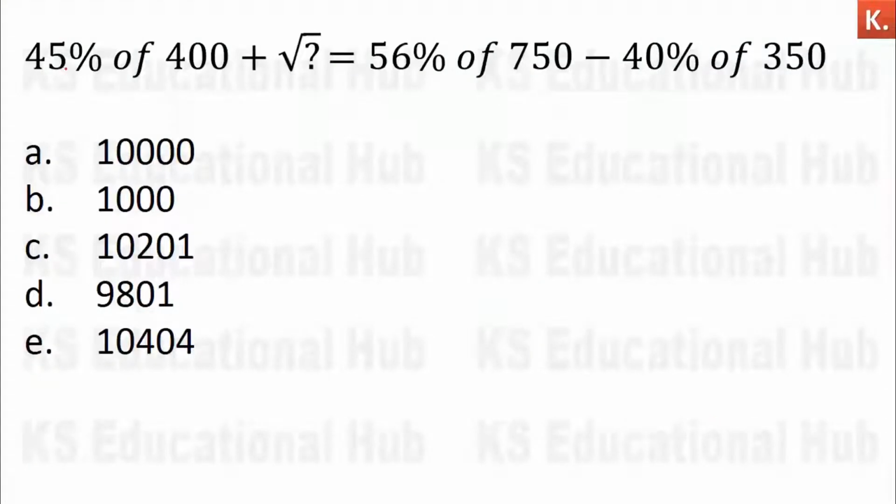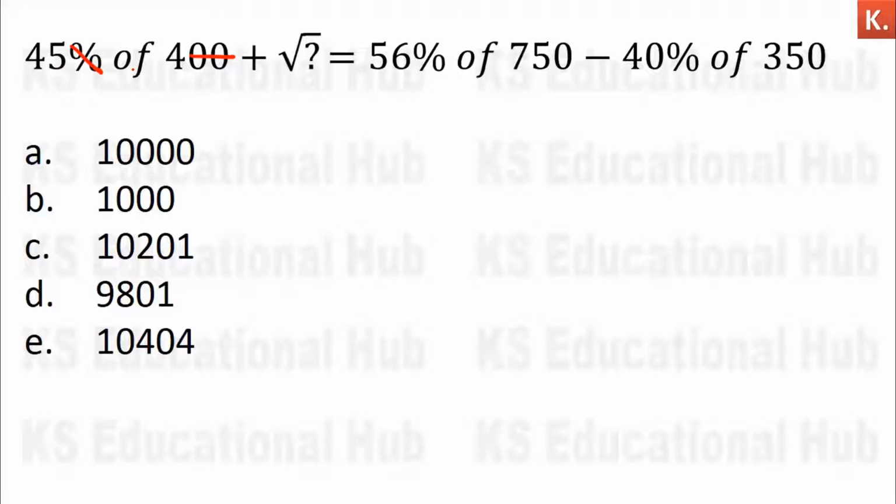Here is the first question. 45% of 400 plus square root of question mark is equal to 56% of 750 minus 40% of 350. So see here, 45% is nothing but 45 by 100. Anyway, there will be two zeros in the denominator that will get cancelled with these two zeros. So the left out is 45 into 4.